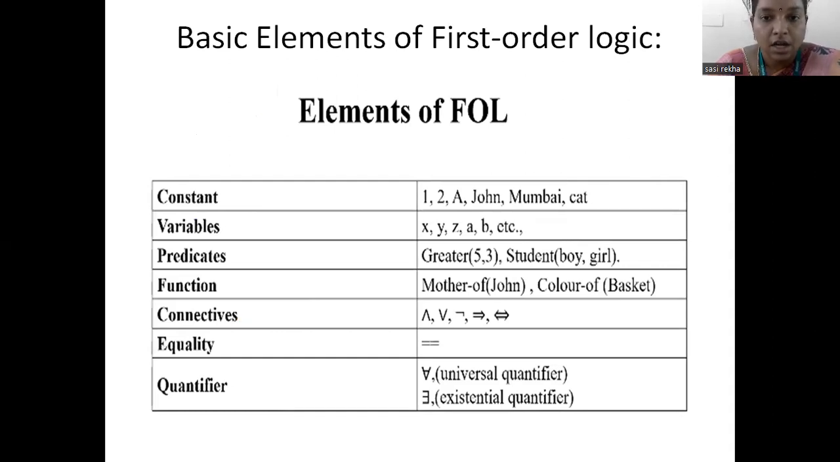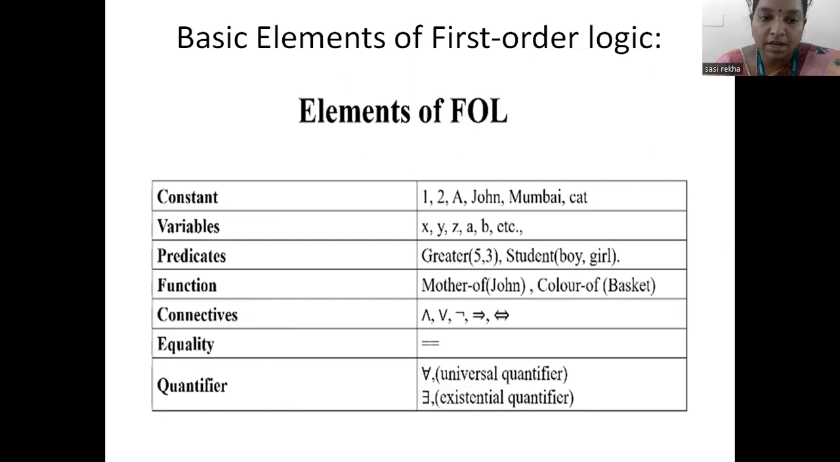You can see constants, like 1, 2, or alphabets. And you can use X, Y, Z as variables. And predicates, like we can use a predicate followed by variables, like greater of 5, 3, student of boy, girl. We can use functions like mother of John, color of basket. And we use symbols for connectives: the inverted V is the AND symbol, and V is the OR symbol, and we have the NOT symbol, which is called negation, and the imply symbol and the equal symbol. These are the symbols we can use for elements represented in FOL statements.